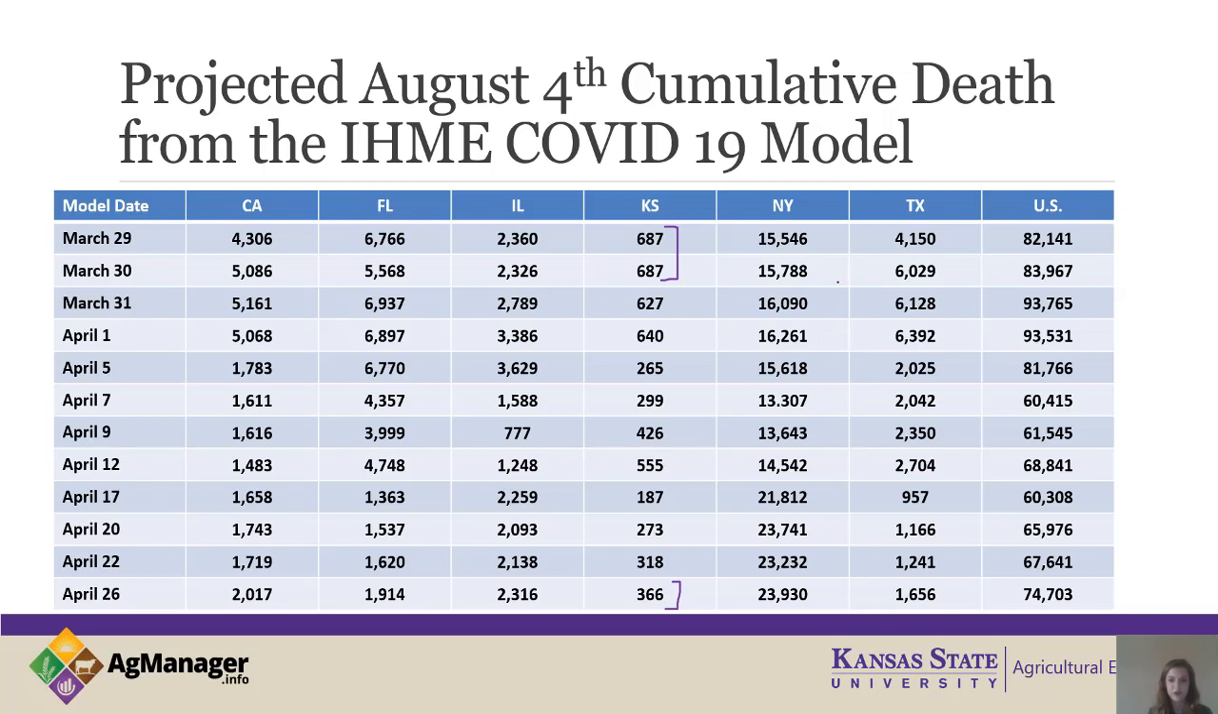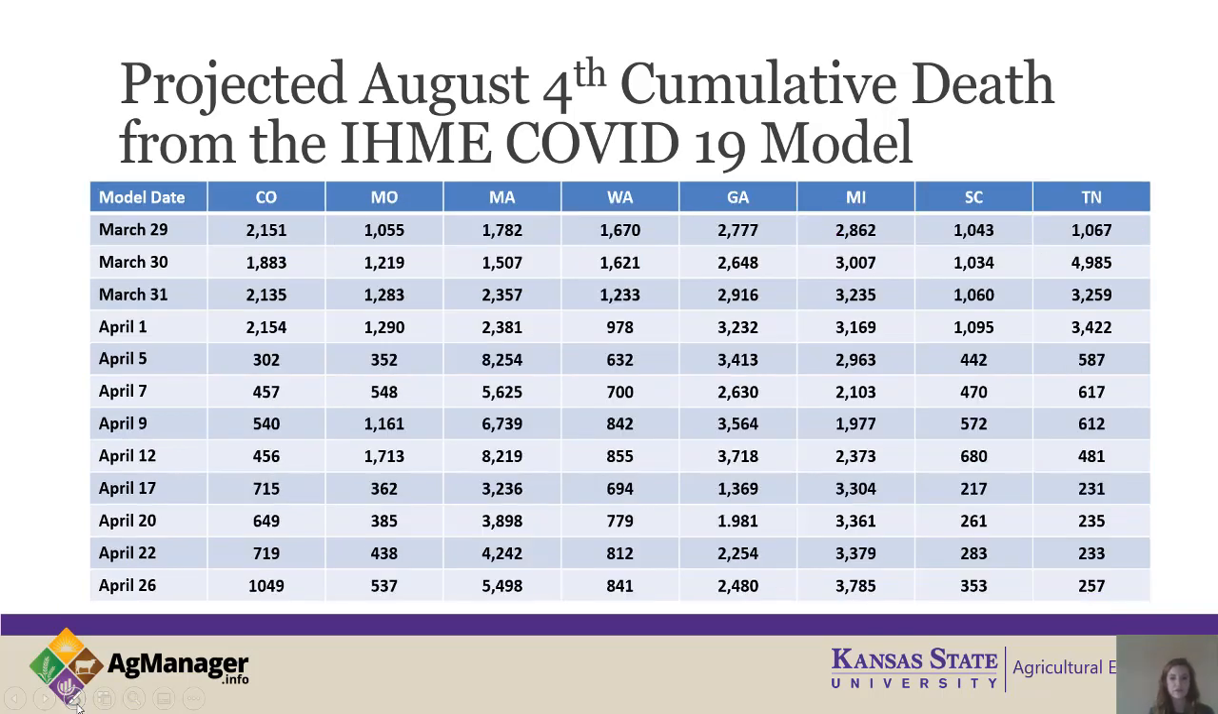We've also seen that in New York. We started off with around 15,000 here, and looking at the most recent prediction, we're closer to 23,000. So as the model continues to change and we continue to get more accurate, more actual data, the model continues to make adjustments on what's to be expected. In terms of the U.S., we've seen a net overall decrease. We started at 82,000. We saw some numbers as high as 93,000. And now the most recent model predicts us back down at 74,000. So we've seen a net decrease overall since that March 29th model when we started looking at this.